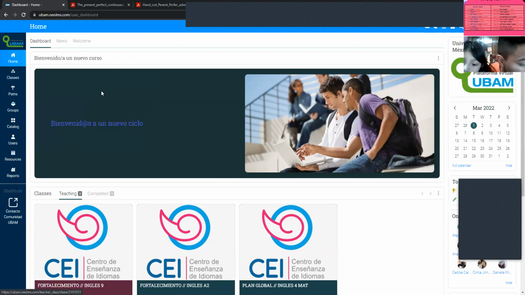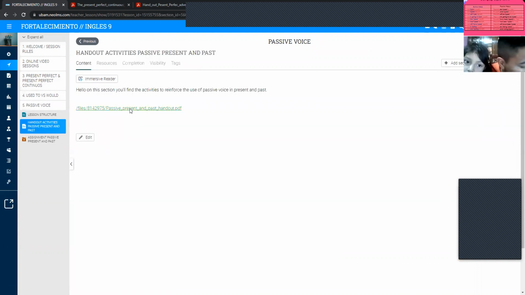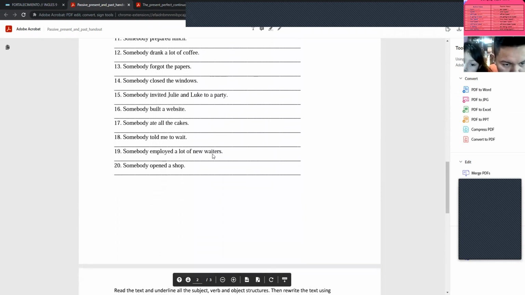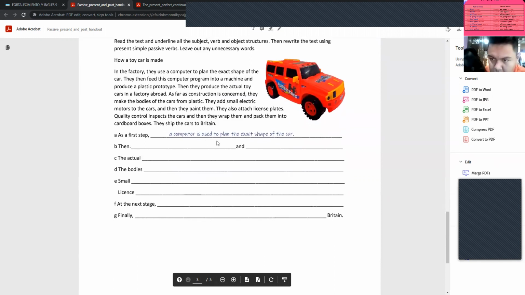Aquí está el espacio para que subas la tarea de hoy, presente y pasado. Tienes hasta mañana para subirla. Estas son las actividades que vas a realizar. Son 40 ejemplos, y luego es identificar en esta lectura la voz pasiva y la vas a escribir acá, así como va en el ejemplo.